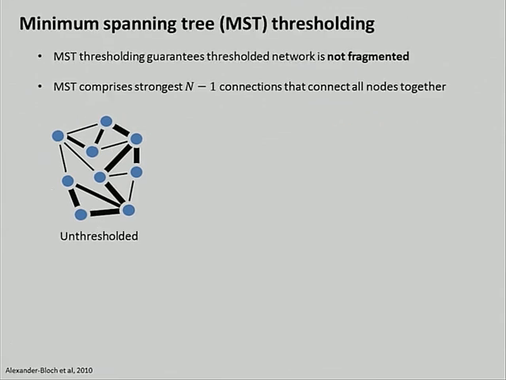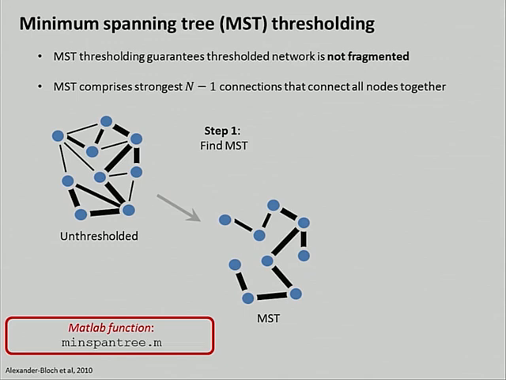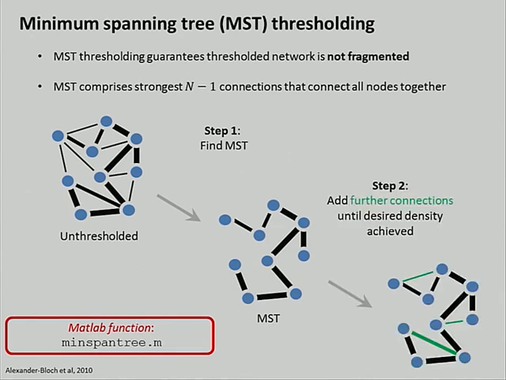Another approach is the minimum spanning tree. If you remember, I mentioned that if we threshold our network severely, we can have nodes that disconnect from the network. And this is biologically unrealistic. It can also lead to problems in the computation of some graph measures. The MST guarantees that our network remains connected. So basically the steps that we do is there's a MATLAB function that will find the MST for us, and then we can add additional connections until we arrive at our desired connection density.